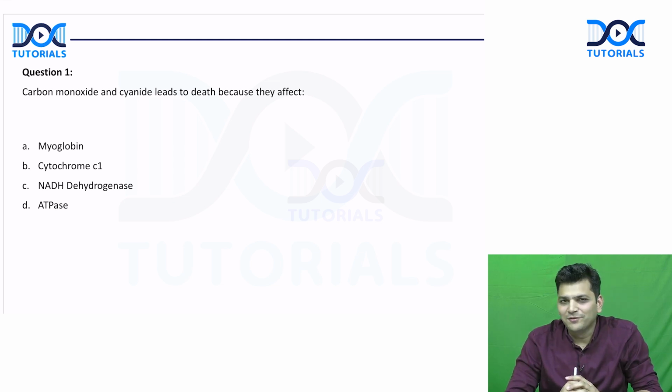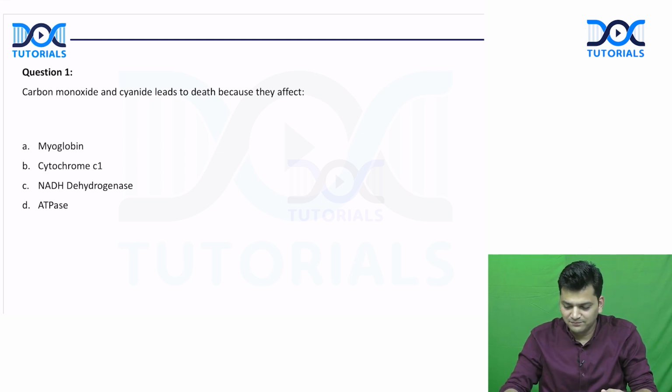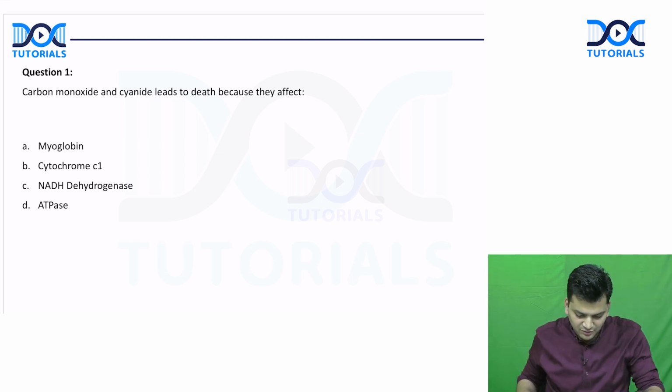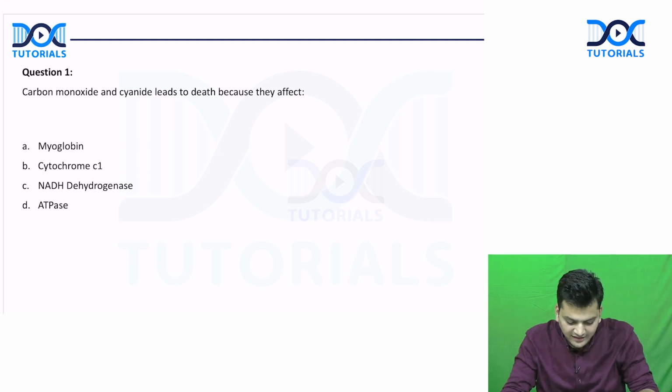There were around 11 questions from Biochemistry. Let's start with the first question. That was from the very common topic, the electron transport chain. The question was: carbon monoxide and cyanide lead to death because they affect what?